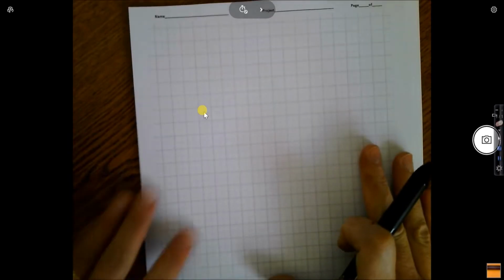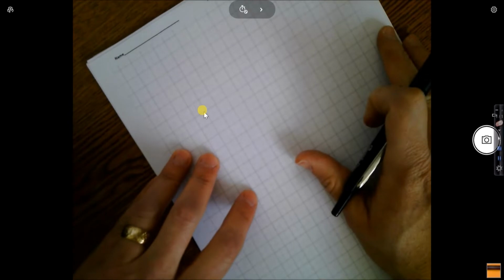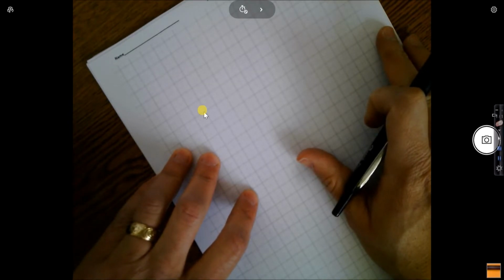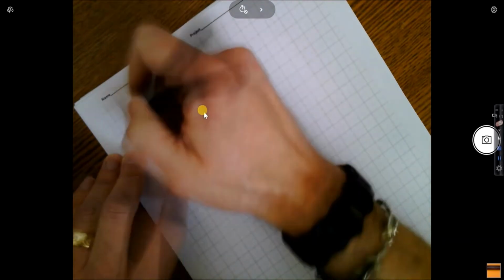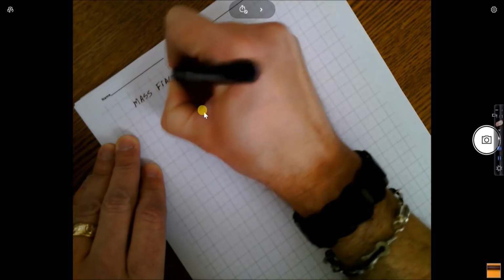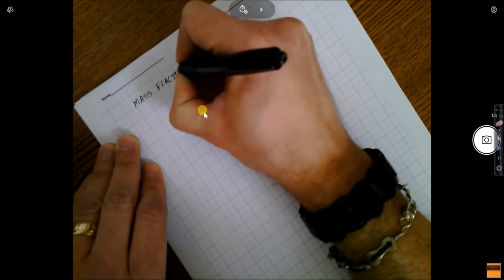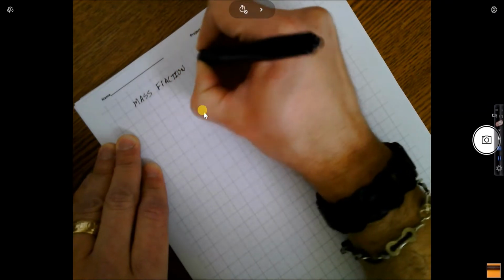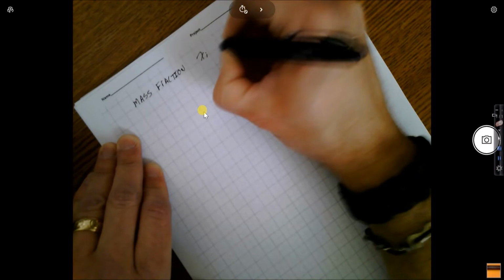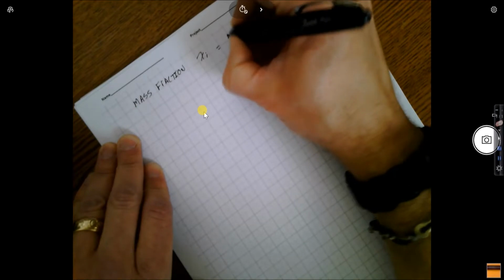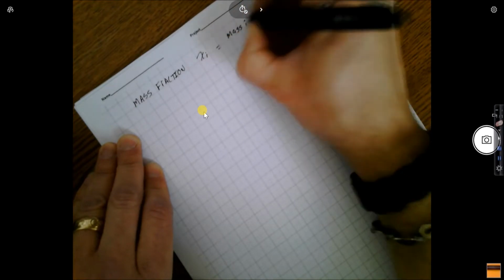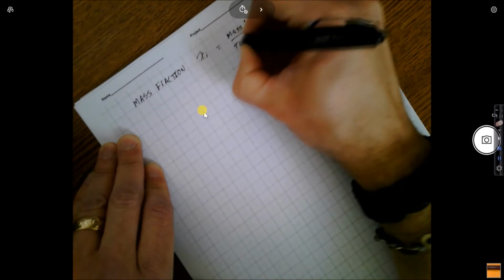All right, so mass fraction. This becomes kind of important because we want to know the amounts of various species in our chemical processes or metallurgical processes that we're going to talk about in this class. Mass fraction is denoted in terms of x_i. Generally we write an equation: it is the mass of your species i over the total mass.